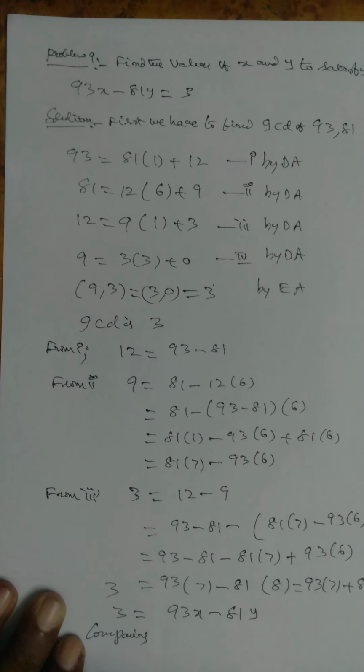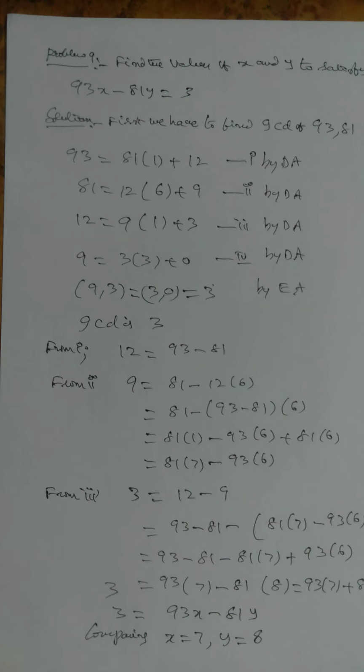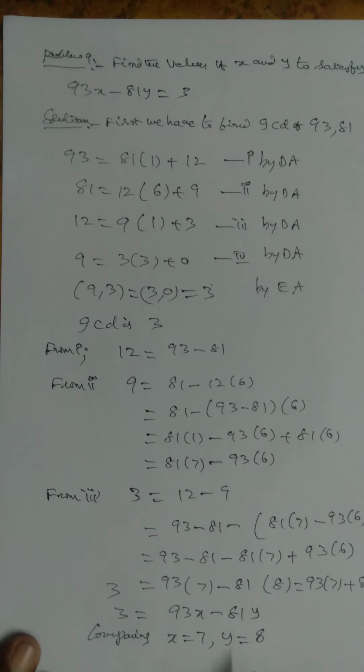Comparing 93x minus 81y, what is your x value? 7. What is your y value? Here there is a minus and here there is a minus, so y value is 8. Y value is 8, not minus 8. Plus 8. Y value is plus 8. So this is the way of doing the problem.